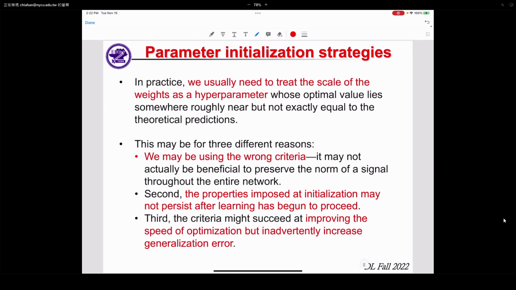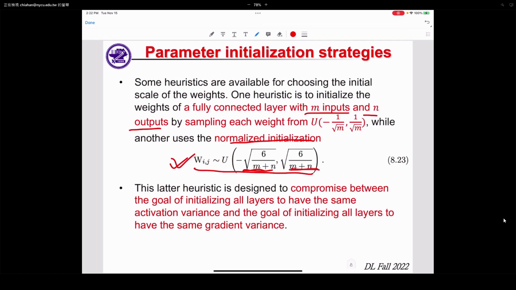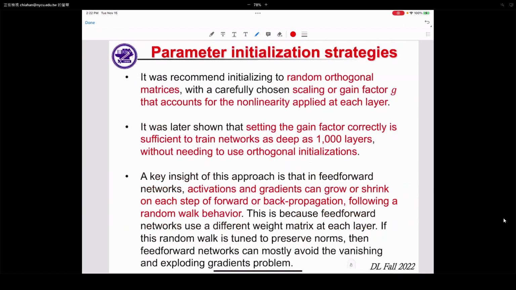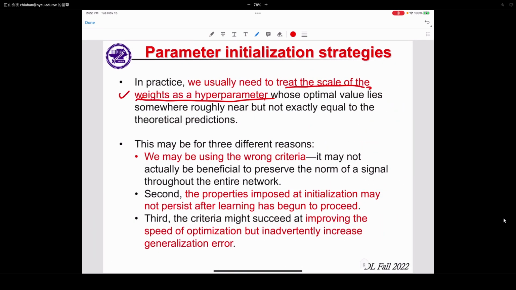So in practice, we have to treat the scale of the weights as a hyperparameter. You can choose using this rule of square root of 6 divided by m plus n, or you can use this one or this one, or you can treat the scale of the weights as a hyperparameter and try different values to see which one works better than the other.